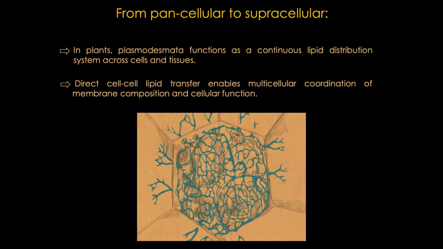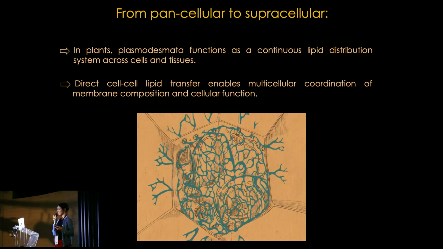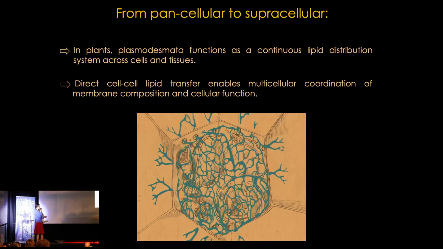So we're very excited about this story. We think that in plants, plasmodesmata function as a continuous lipid distribution pipeline that allows us to set up lipid gradients that are important for cellular and signaling function. And I'm going to stop here.